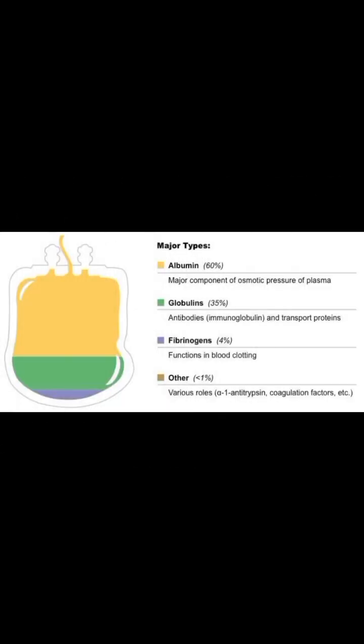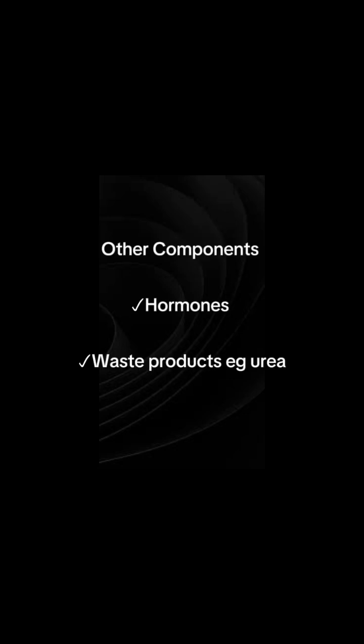Proteins. Plasma contains several types of proteins such as albumin, which maintains osmotic pressure. Globulins play roles in immune function. Fibrinogen, a key protein involved in blood clotting. Electrolytes, which maintain pH balance. Hormones, and waste products such as urea.